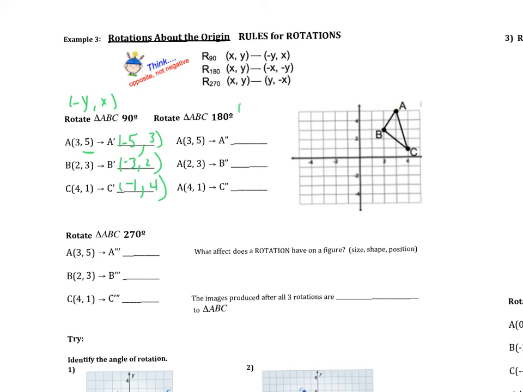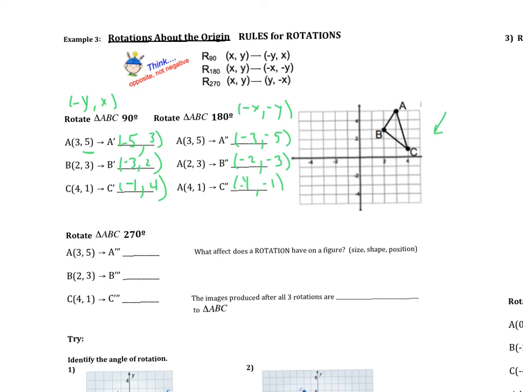If I'm going 180 degrees, my X becomes negative and my Y becomes negative. So the opposite of X in this situation would be negative 3 because A was 3. The opposite of 5 is negative 5. The opposite of 2 is negative 2. The opposite of 3 is negative 3. The opposite of 4 is negative 4. The opposite of 1 is negative 1. And again, I'm going to map it over here. Try to choose a different color for each of your mappings. So that would be for A double prime, B double prime, and C double prime.